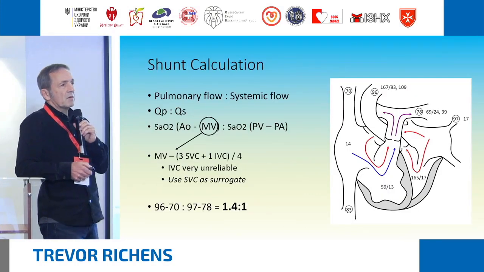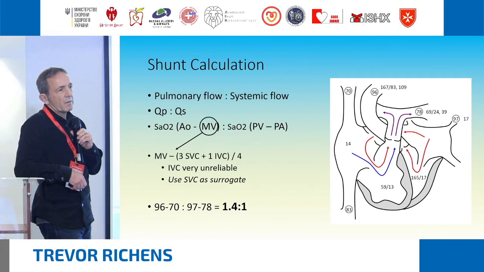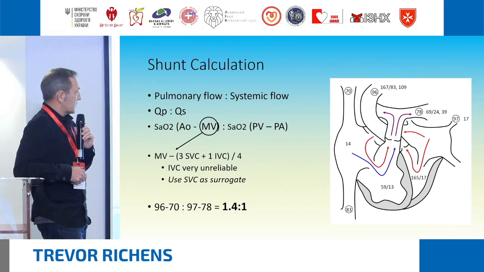So the first thing we normally do is a shunt calculation. What we mean by shunt is comparing how much blood's going through the lungs with how much blood's going through the body. And the way you do that is quite simple. You subtract the saturation in the aorta from the saturation in the systemic veins. Now, the purists would say that you do mixed venous saturation by taking 3 lots of the superior vena cava and 1 lot of the inferior vena cava.